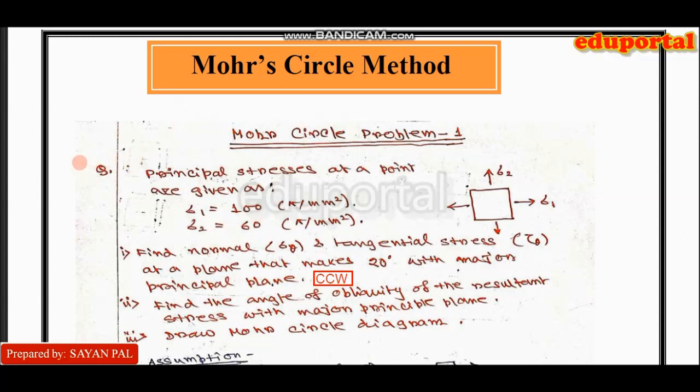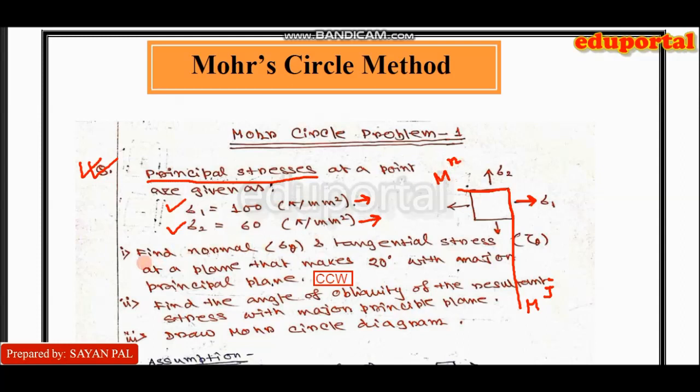Now the problem says that principal stresses at a point are given. Sigma 1 is equal to 100 Newton per mm square, sigma 2 is equal to 60 Newton per mm square. So this is major principal stress, this is minor principal stress. The plane on which the major principal stress is acting is called major principal plane, MJ, and the plane on which the minor principal stress is acting is called minor principal plane, MN.